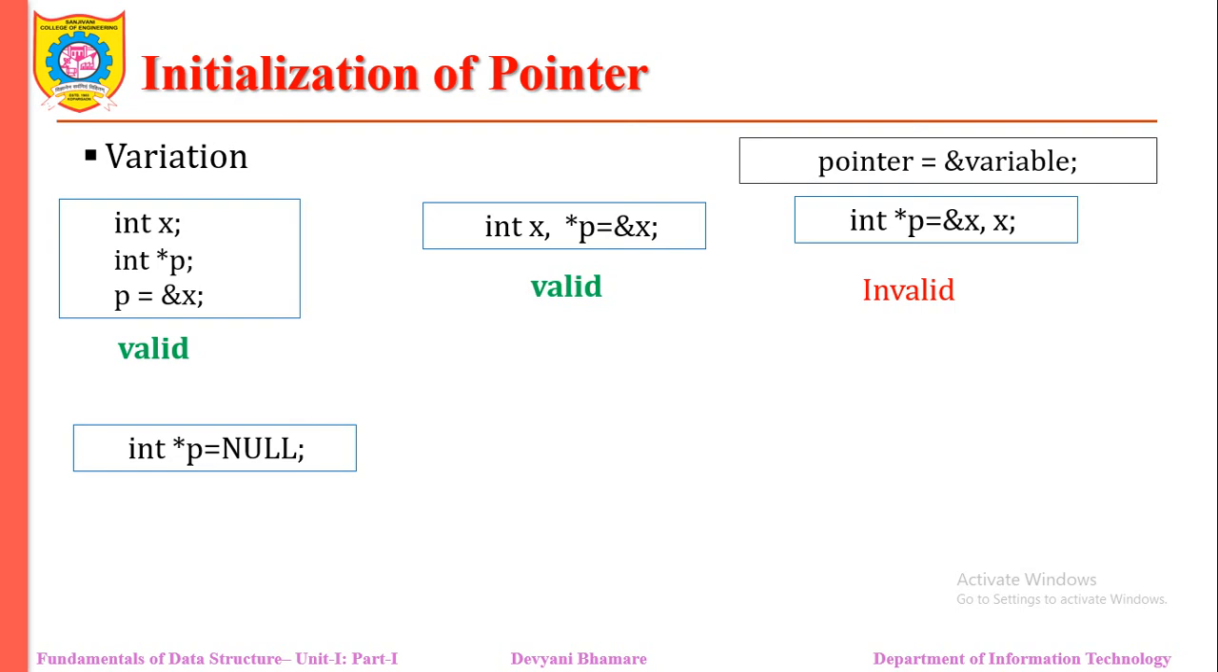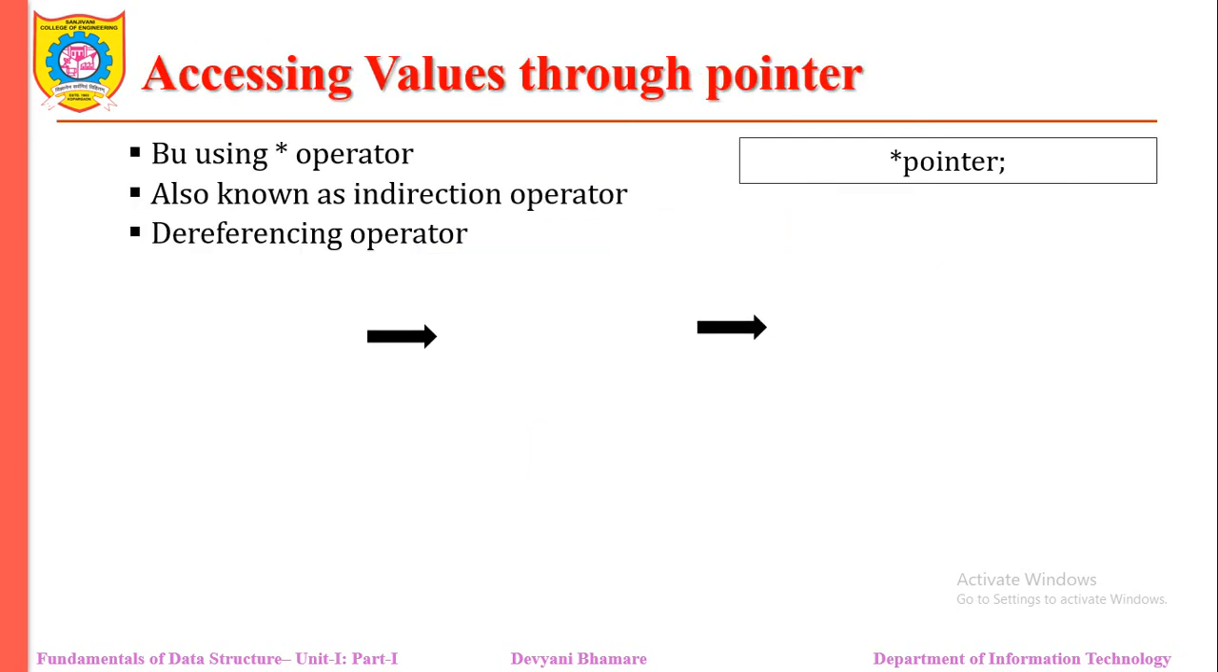Okay. If I want to say that the p pointer doesn't contain any address, we can write int *p = NULL, means this is a pointer which doesn't contain any address. Someone may write int *p = 0. Yes, this is also valid. It does not have anything.